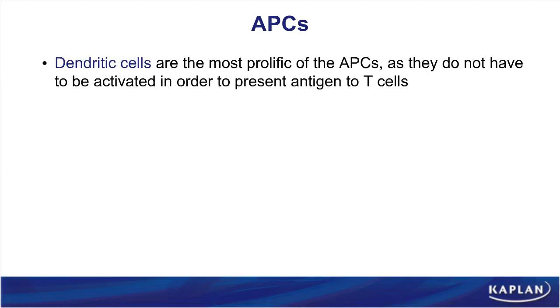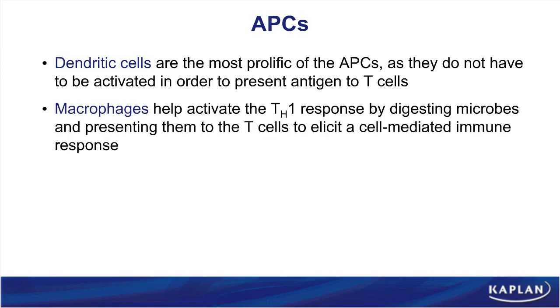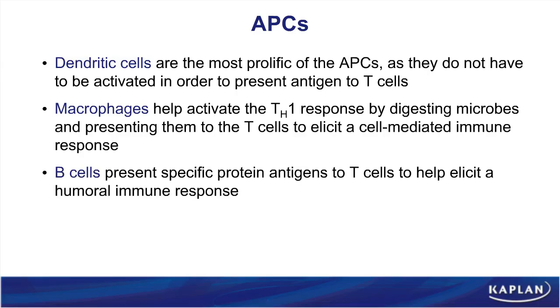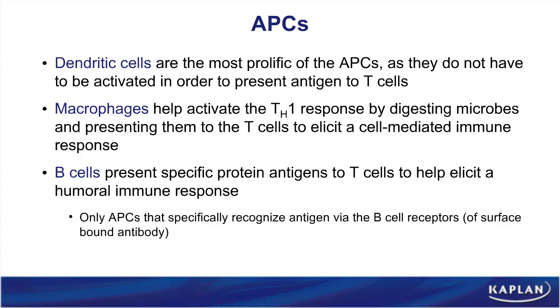Dendritic cells are sort of the primary APC that we think about when we're talking about activating naive T cells, simply because they constitutively express the markers that are required for this sort of activation. Macrophages are really going to be essential in helping to activate T helper cells and helping us to elicit a cell-mediated immune response. B cells are sort of unique in the APC arena because they're actually the only APC that specifically recognizes antigens. And of course, this happens through the B cell receptors.